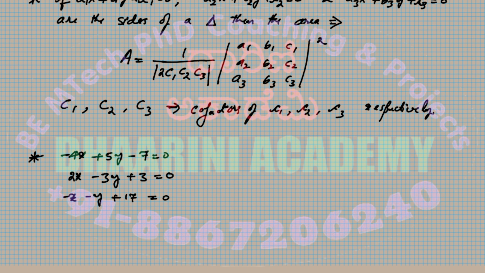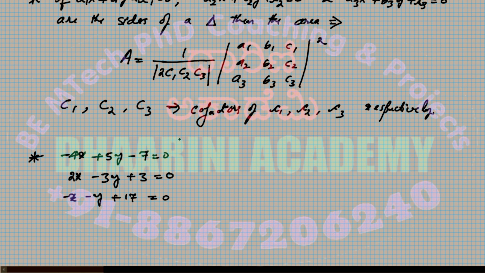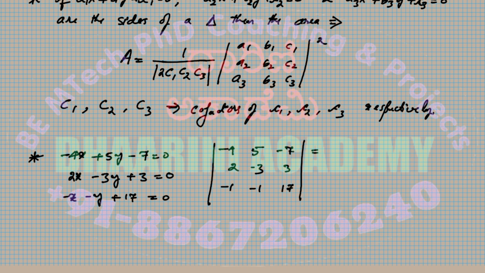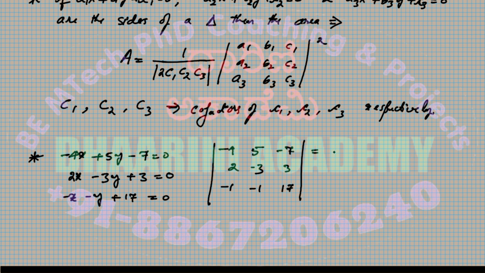Now, I need a determinant for sure, right? So the determinant of A1, B1, C1, A2, B2, C2, that's what is needed by default. So let us try to calculate the determinant first. I want the determinant minus 4, 5, minus 7, 2, minus 3, 3, and minus 1, minus 1, 17. So the determinant comes to be minus 102. All right, we got this.